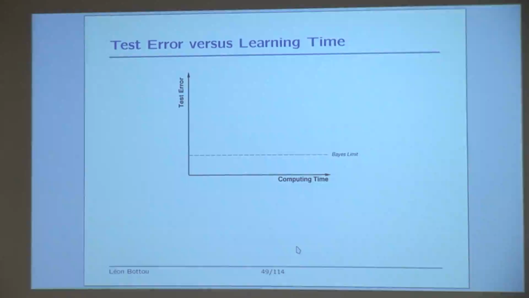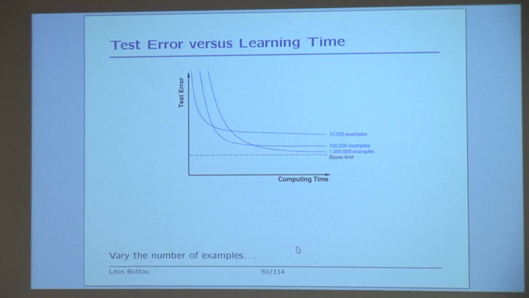On the y-axis, I have the test error, and on the x-axis, the computing time. So if I take a fixed system and change the number of examples, the dotted line is the limit that represents the optimum. If I have few examples, it's going to go quite fast because I can optimize quickly. But when I give more and more computing time, there's just so much I can do because I don't have enough examples. When the number of examples increases, I basically go slower, but I can go lower. So I have a bunch of curves like this.